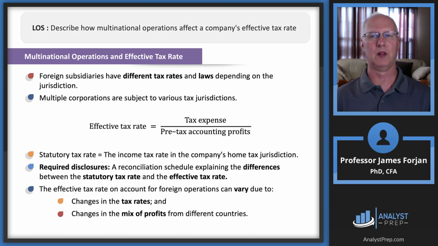All right, how about moving on to one of those final LOSs about the effective tax rate? So all we're going to do is take the tax expense and divide it by the pre-tax accounting profits. Now, of course, this is a result of the simple fact that companies like Coca-Cola, who have hundreds of operations, they got different tax rates, different tax laws. Who can keep track of all this stuff but a whole team of tax accountants? But I think the most likely exam question shows up at the bottom there. The effective tax rate for foreign operations can vary due to changes in tax rates. I mean, that's an obvious notion, but changes in the mix of profits from different countries.